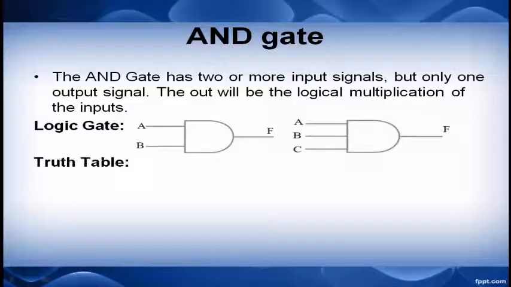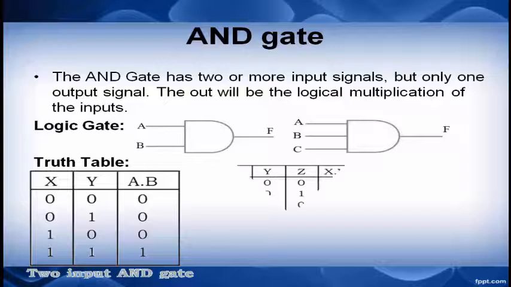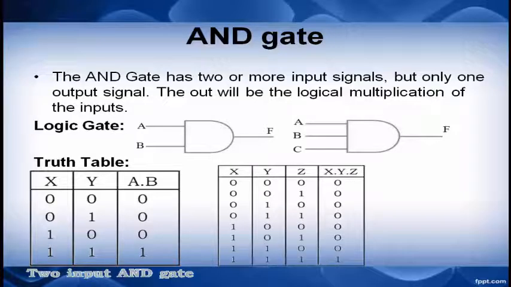Now I am going to explain the truth table of this AND gate. 2 inputs truth table. X and Y are the inputs and A dot B is the output. The operation is dot operation. When we pass the input signals as 0 and 0, the output is 0. When we pass the input signals as 1 and 1, the output is 1. If any one of the input signals is 0, the output is 0, otherwise the output is 1.